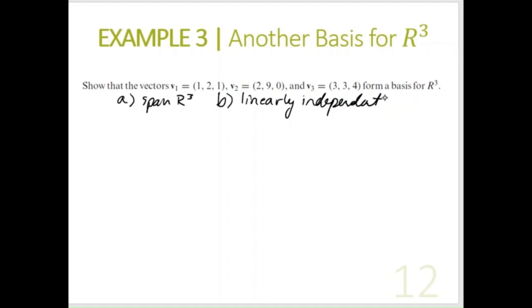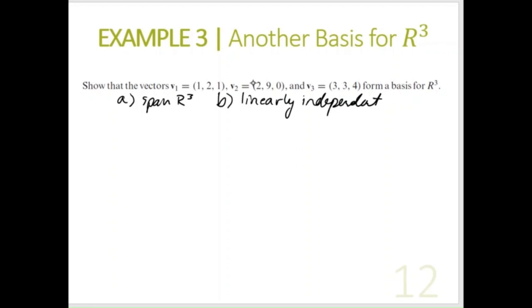So interestingly, example 3 lets you know that you can solve this simultaneously by what you've learned before in the previous sections. So what do we want to do? We want to be able to show that v1, v2, and v3 are linearly independent from one another.